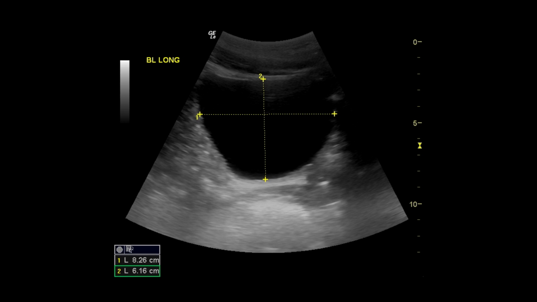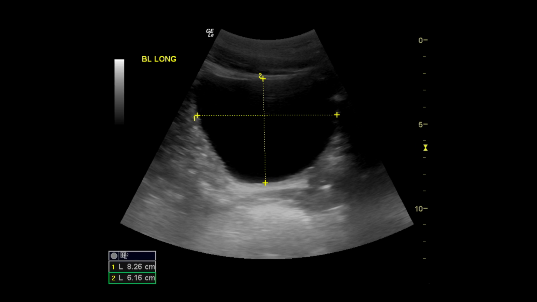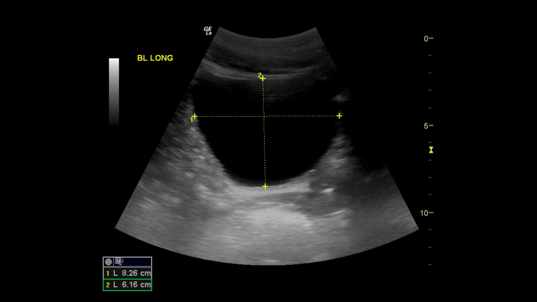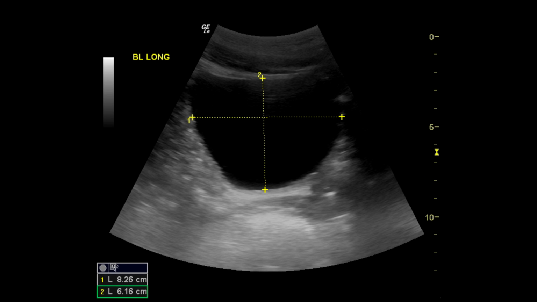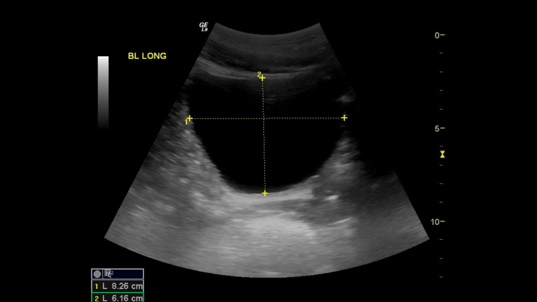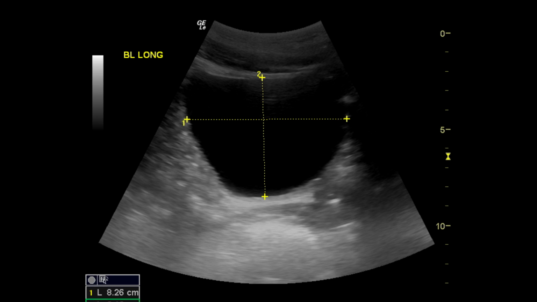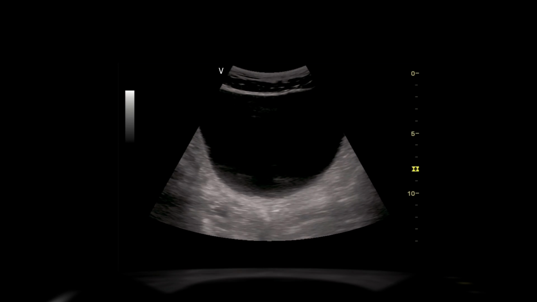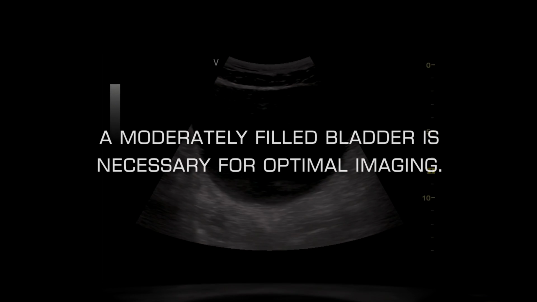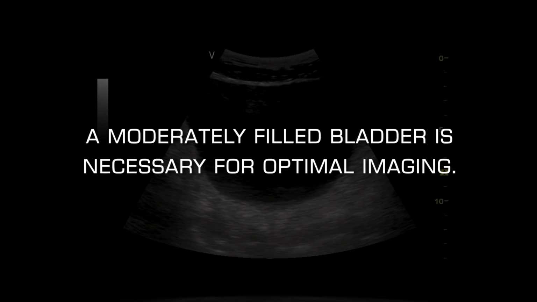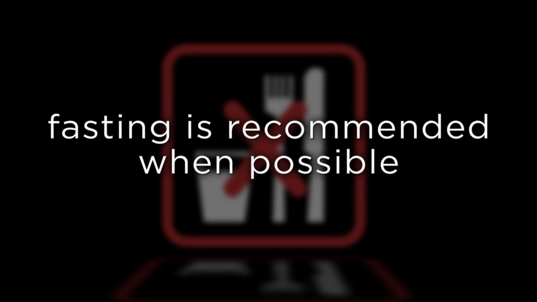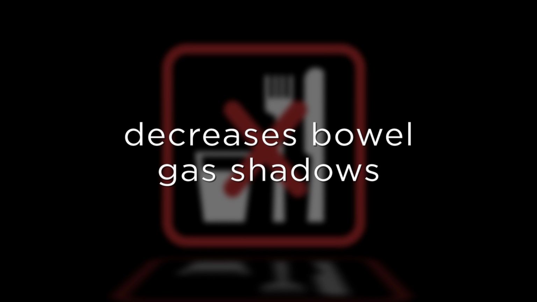The urinary bladder is well seen on transabdominal ultrasound. A full bladder can act as an acoustic window to scan other pelvic structures when using the transabdominal approach. Patients should be instructed to hold their urine prior to the exam. Fasting before the exam is recommended whenever possible. This will aid in decreasing the amount of bowel gas shadows, which can drastically decrease the quality of images.